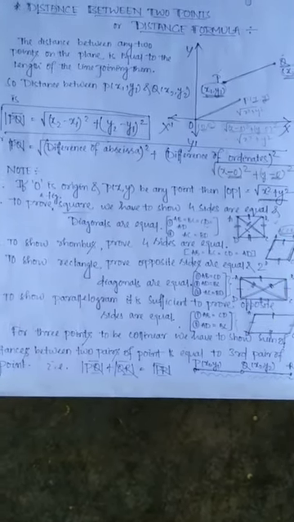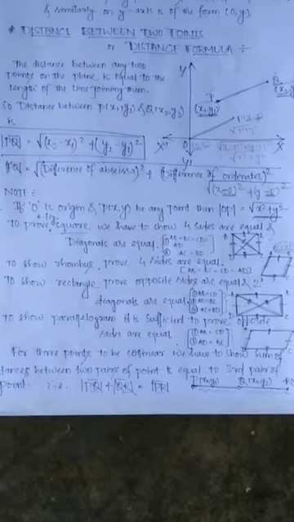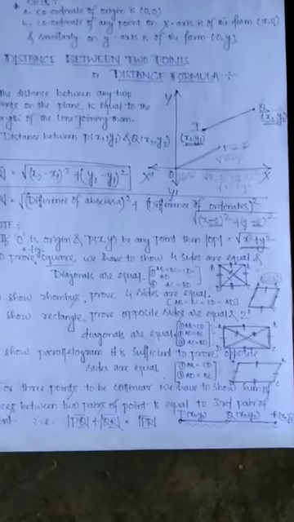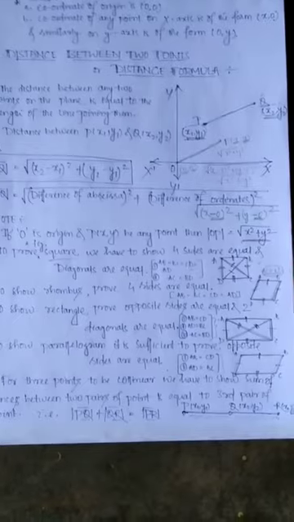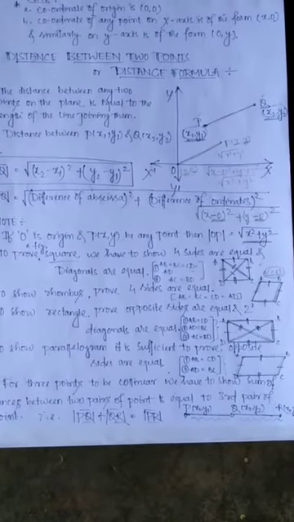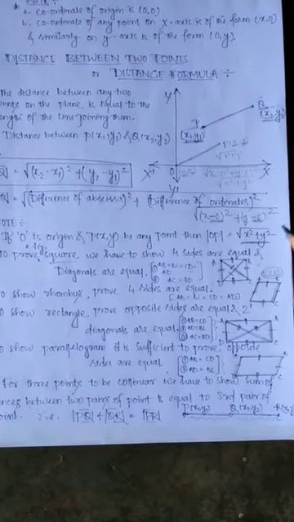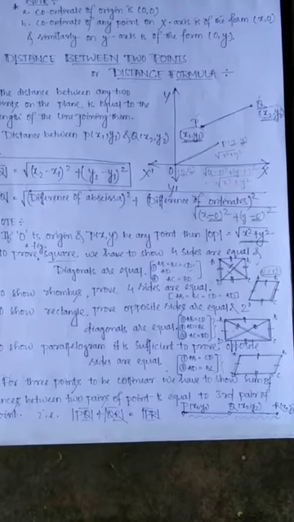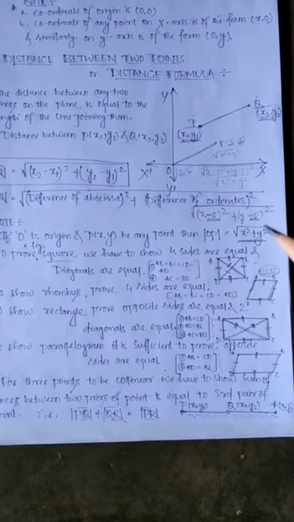Now if some question arises in your exams that shows these are the vertices of a rectangle or square or parallelogram or rhombus, so what you have to prove?